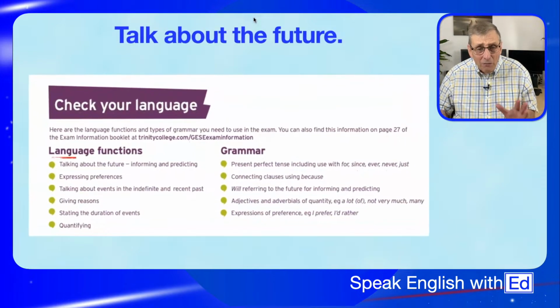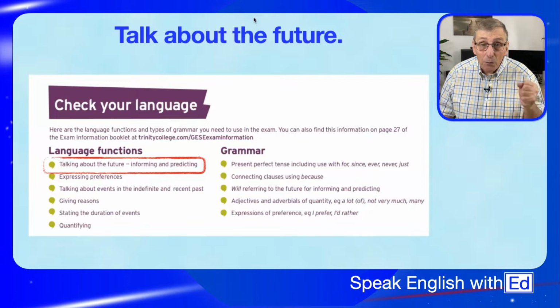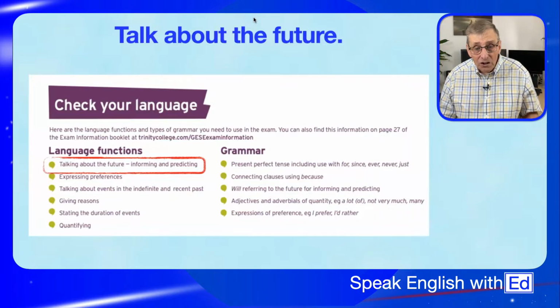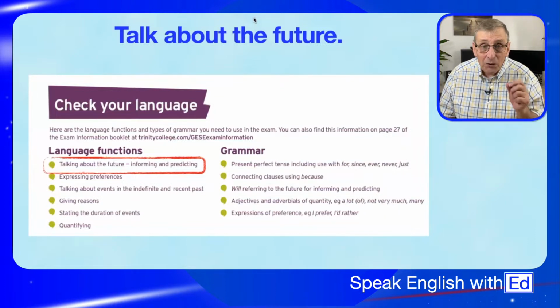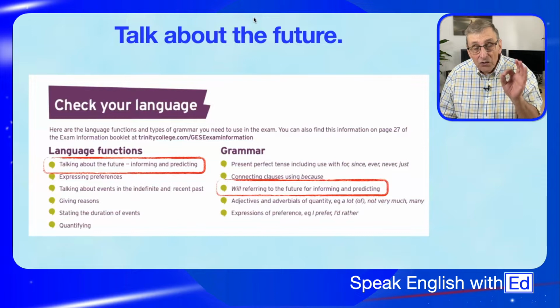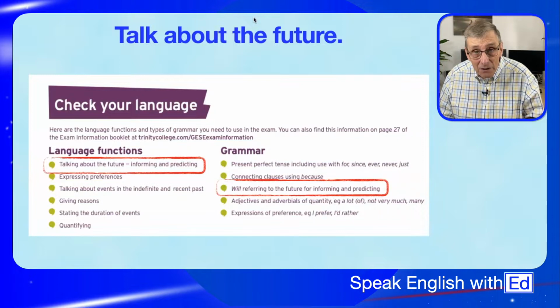Right, if we have a look at the Trinity College's worksheet, this is what is required for a B1 examination, and it specifically says talk about the future, informing and predicting. Now, you must also use the word will when you're referring to the future, informing and predicting. This is what the examiners are expecting to look for.